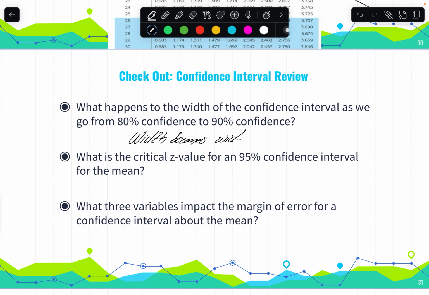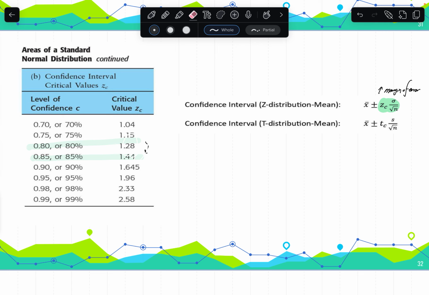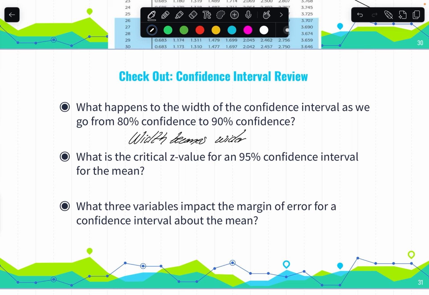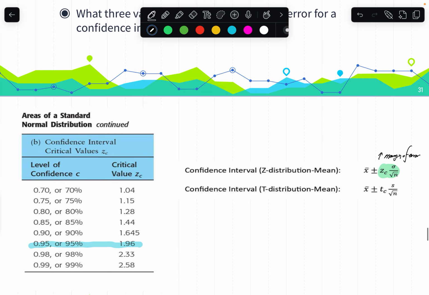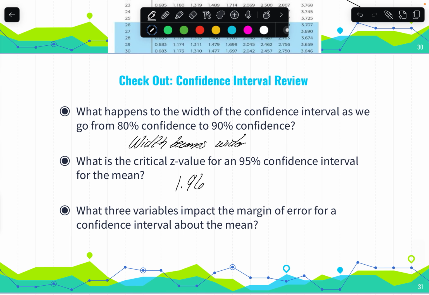We also talked about it from that conceptual standpoint last class, that if you want to become more confident with something, you got to give yourself more wiggle room. That's like the conceptual interpretation of these numbers that we just talked about. Problem 2, what is the critical z-value for a 95% confidence interval for the mean? You want to go into the confidence interval critical values chart here, find 95%, and report the number that is given to you, which is 1.96.